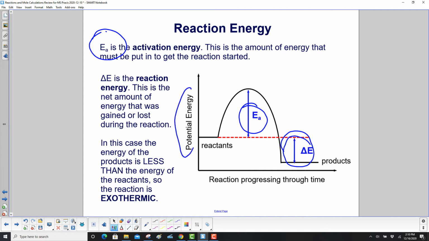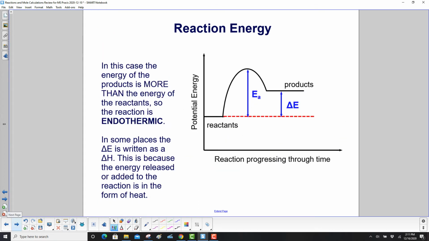And here's our potential energy on the y-axis, and here's our reaction progressing through time, reactants, products. In this case, the energy of the products is more than the energy of the reactants, so the reaction is endothermic.